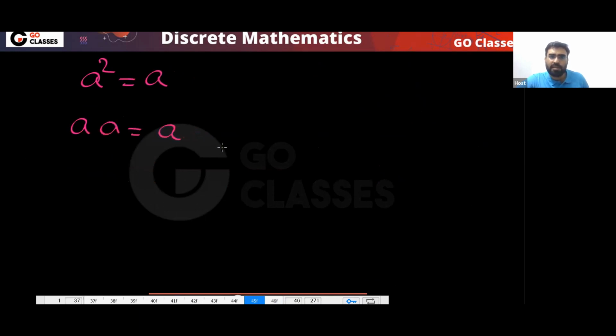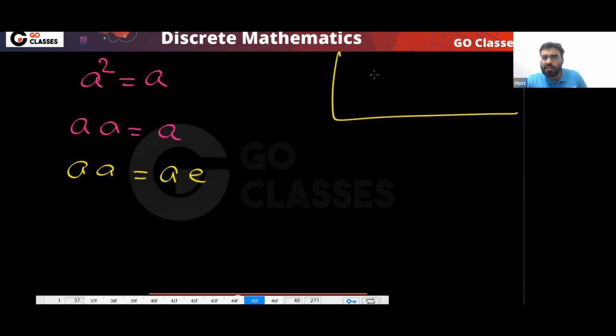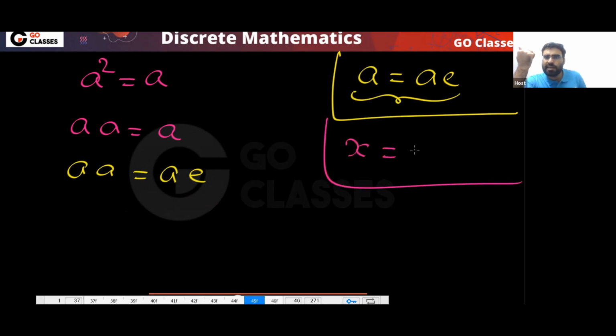Now tell me one thing. Can I write AE? I can always do this, right? I can always write A as AE. Okay, I can always do this, correct? For every element I can do this. Whatever element I take, I can write it as XE.